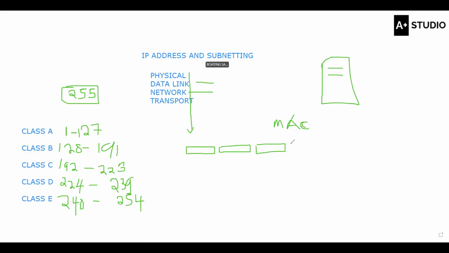Level 1, level 2, level 3. So an IP address consists of 4 octets, which sums up to 32 bits. 32 bits.